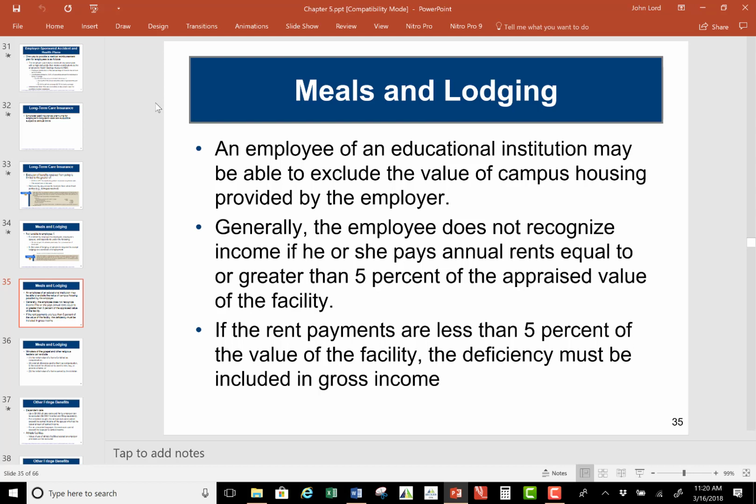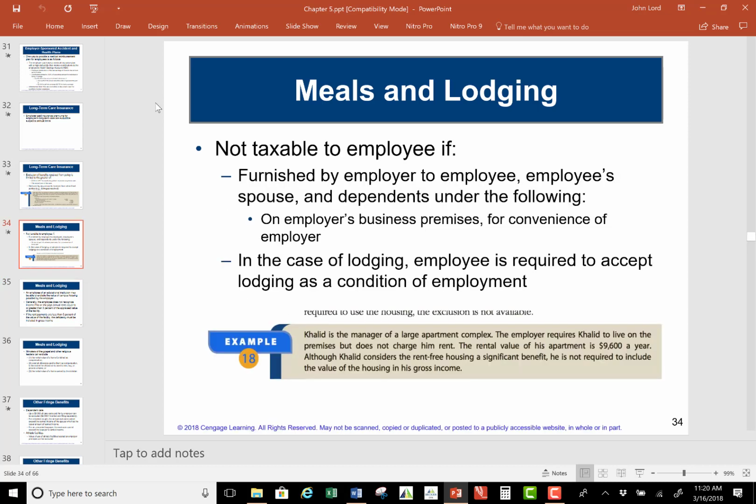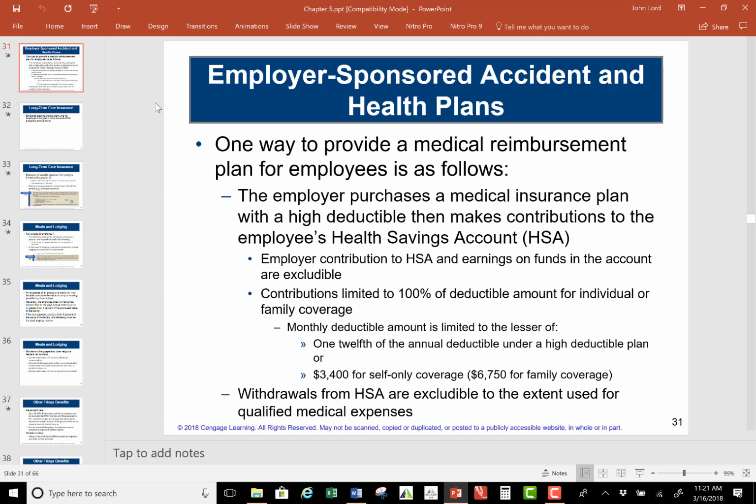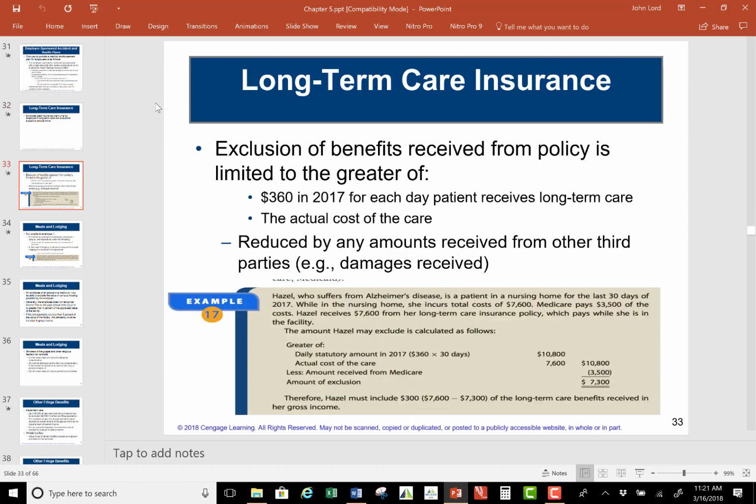Okay, but they don't say anywhere in here that that was for the convenience of the employer. I'm trying to find where we talk about it's for the convenience of the employer. It was somewhere in here. If it's the convenience of the employer, you don't have to include it at all. Any other question on that?